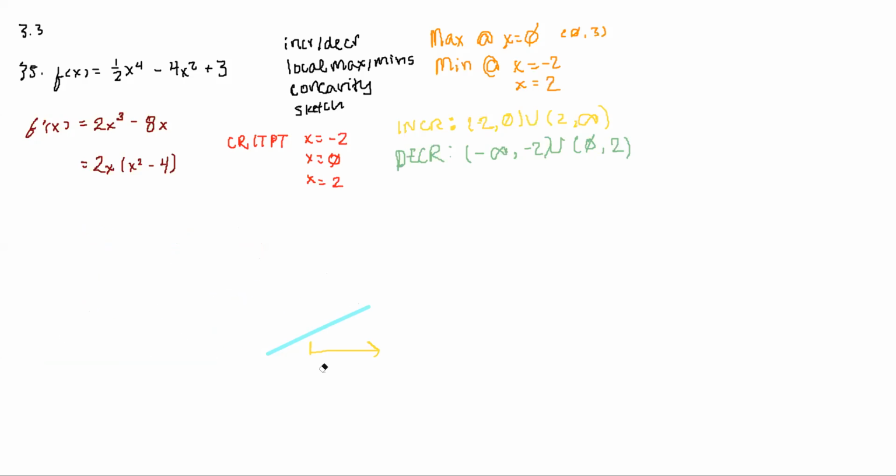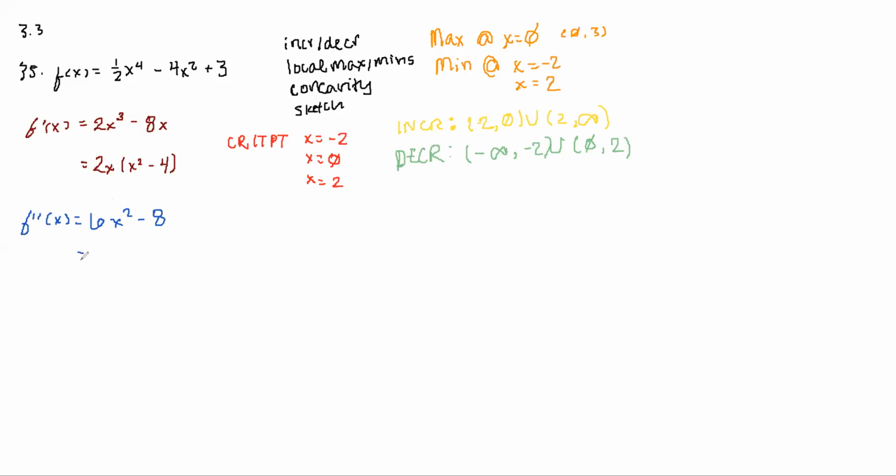The last 2 are going to require a little bit of different stuff. So I erased all of that. Now I need to look at how to find concavity. How am I going to find concavity? Yes, so I'm going to take the second derivative, which, as you said, is going to be 6x squared minus 8.